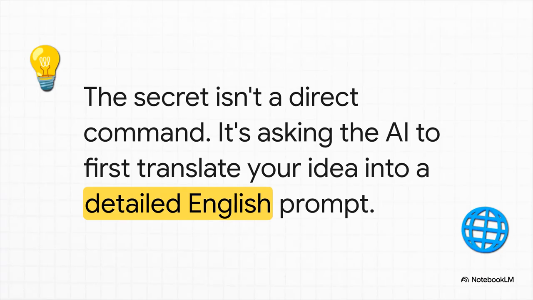Now, you'd think, right, that you could just tell the AI what you want in your own language. Let's say you speak Korean, and it would just build it. But it turns out that doesn't really work. It often fails. The secret, and this is the real game changer, is this kind of weird two-step translation process. First, you get the AI to translate your simple idea into a super detailed technical prompt in English. And then you take that new English prompt and feed it right back into the AI.